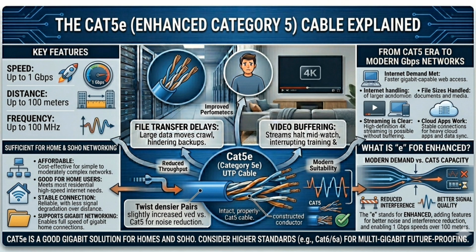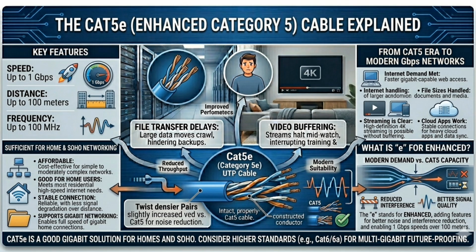Now let's talk about Cat5e. That is the improved version of Cat5 cable. The E stands for enhanced. Cat5e improved many limitations of Cat5. Key features: speed up to 1 Gbps, distance up to 100 meters, and better noise reduction.